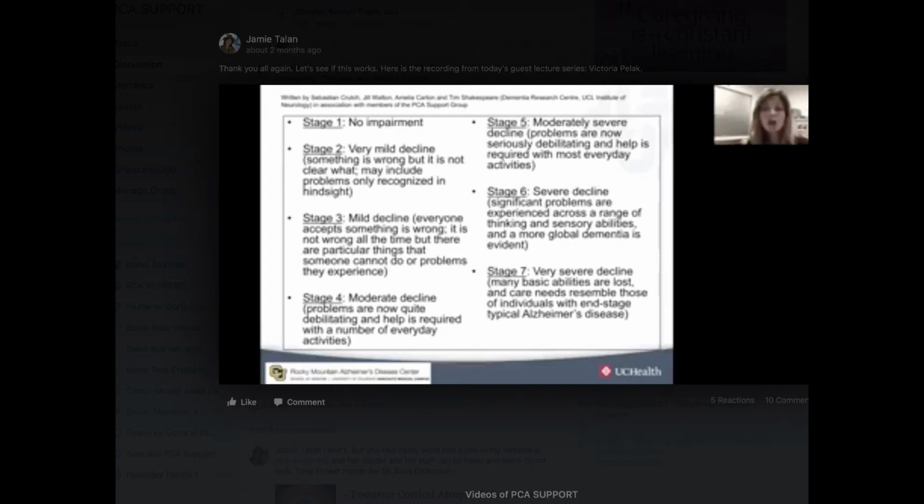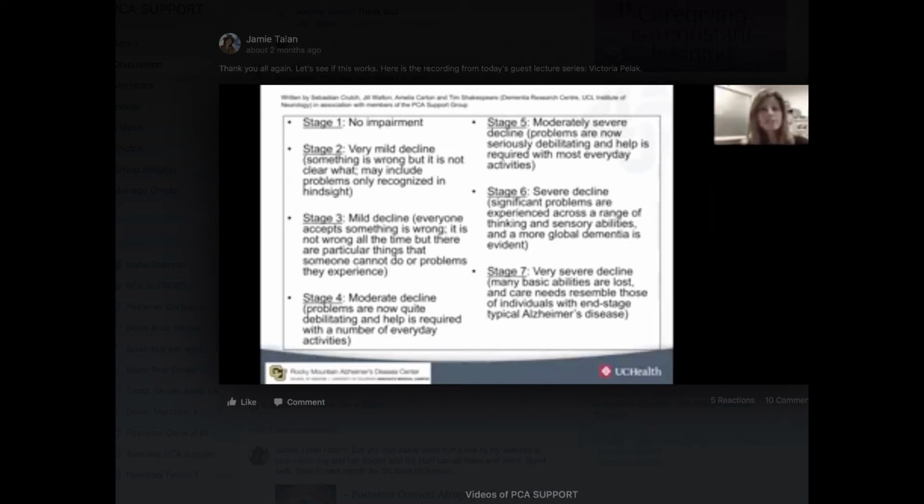May not be wrong all the time. There may be days or weeks or even months where things are very easy to do, but there are particular things that the person will find it very difficult to do, or problems become more difficult to solve. And at stage 4, there's moderate decline, and problems can be debilitating, meaning activities that the person was able to do in the past can no longer be performed. And this may be even with everyday activities, being able to fix meals, get dressed, things like that.